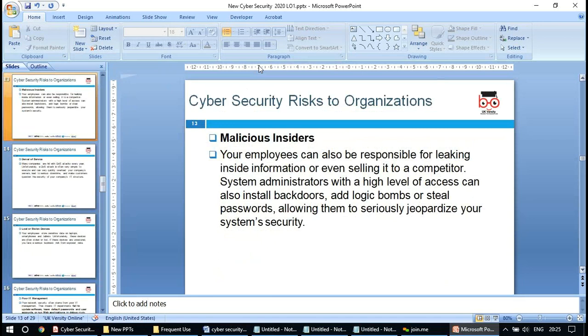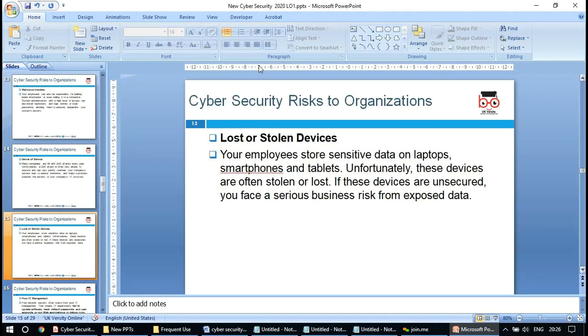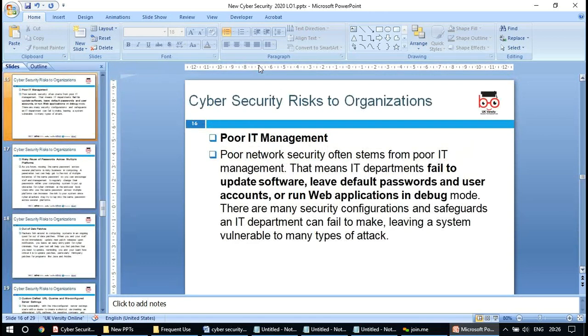Then malicious insiders: if your employees are not sincere with you and they leak information, it's a big harm to the organization, isn't it? Further, denial of service is one kind of risk. If the attacker cannot access the website, they would bombard it with bots. Then last are stolen devices. For example, as an employee, if you had critical information of your organization and your laptop was stolen, then it could be a risk to the organization and to your job, isn't it?